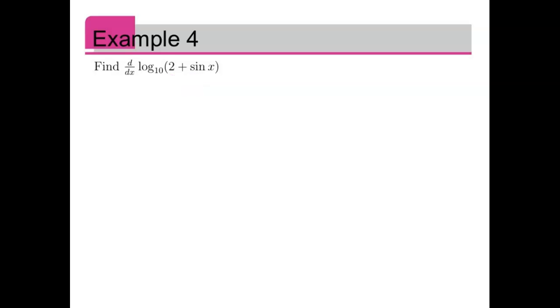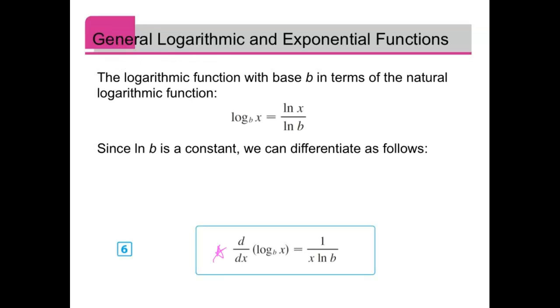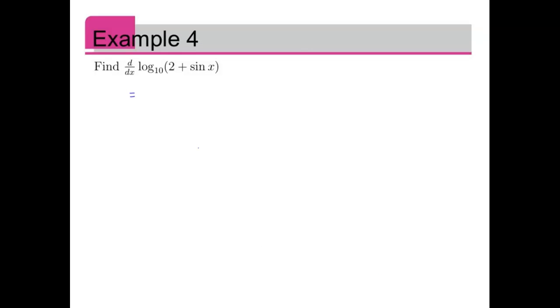All right, so chain rule says derivative of the outer function, which is our log base 10. And that derivative is going to follow this rule, so it's going to be 1 over x natural log of whatever the base is. All right, so it's going to equal 1 over, instead of x, we're going to have just what our inside function is, 2 plus sine x, times natural log of the base, in this case base 10, so times natural log 10.